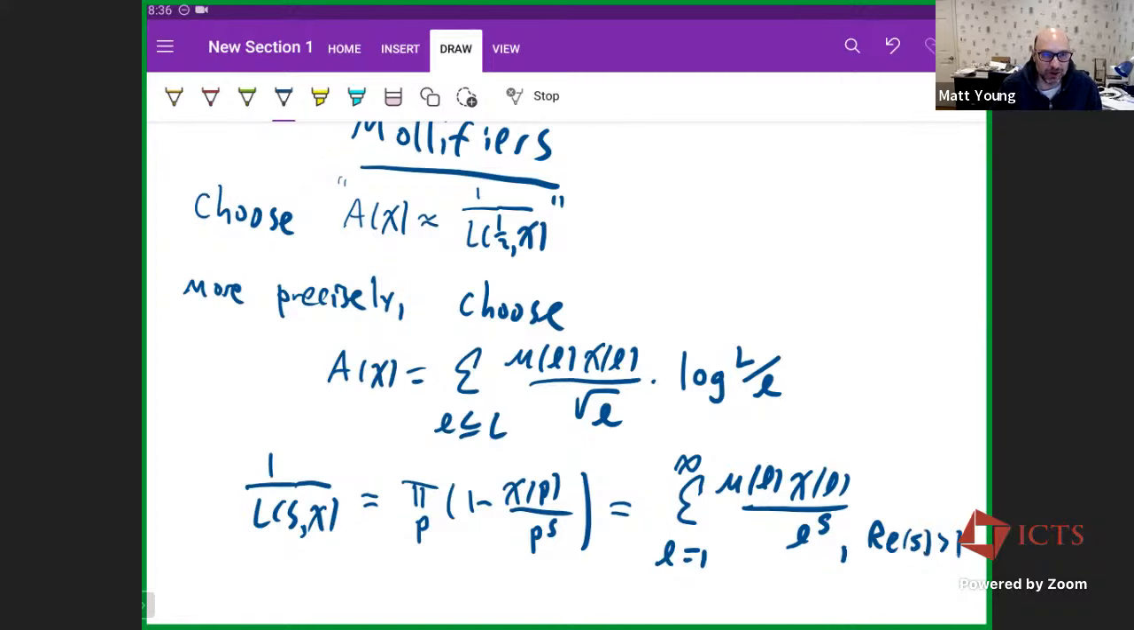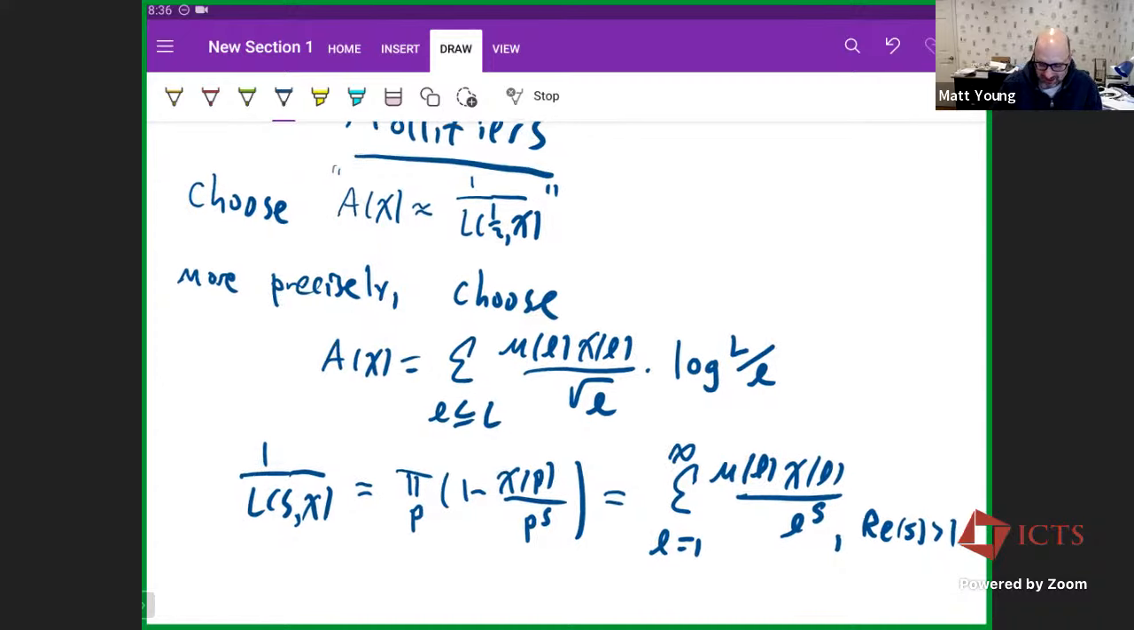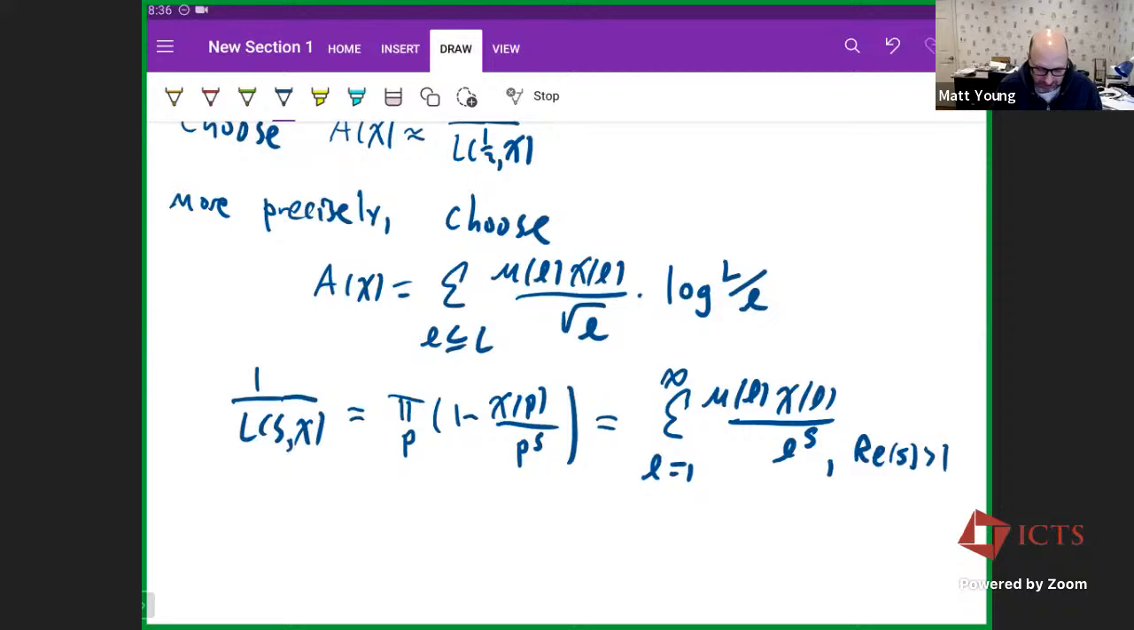But we might sort of hope that if we take a partial sum of this Dirichlet series, it's not too far off from some kind of approximation to the reciprocal. Yeah, and it actually works.